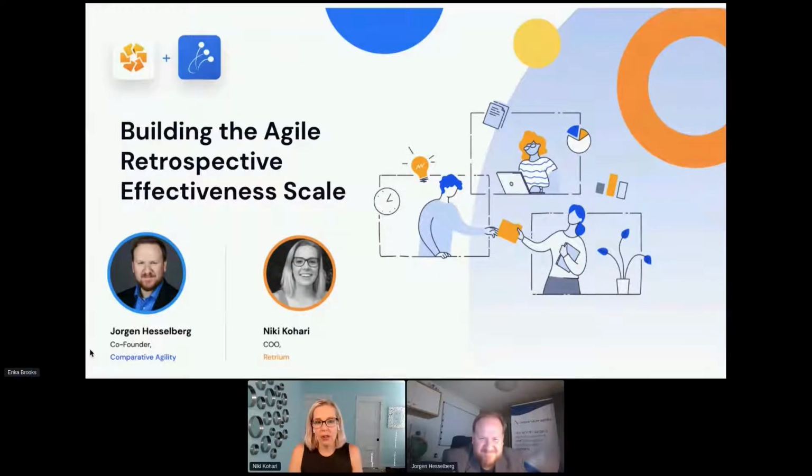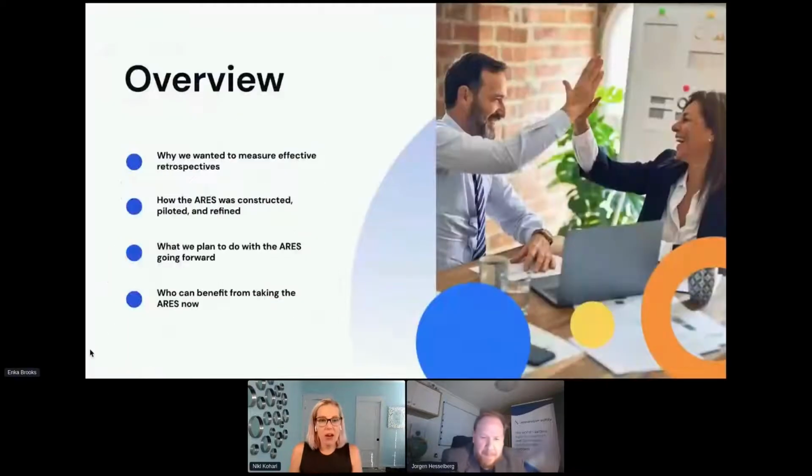We are going to talk about why we wanted to measure effective retrospectives, how the ARES was constructed, piloted, and refined, what we plan to do with it going forward, which there's a lot of excitement around as well, and then who can benefit from taking the assessment, which, spoiler alert, might be you and your organization. So we're really excited to tell you more about it.